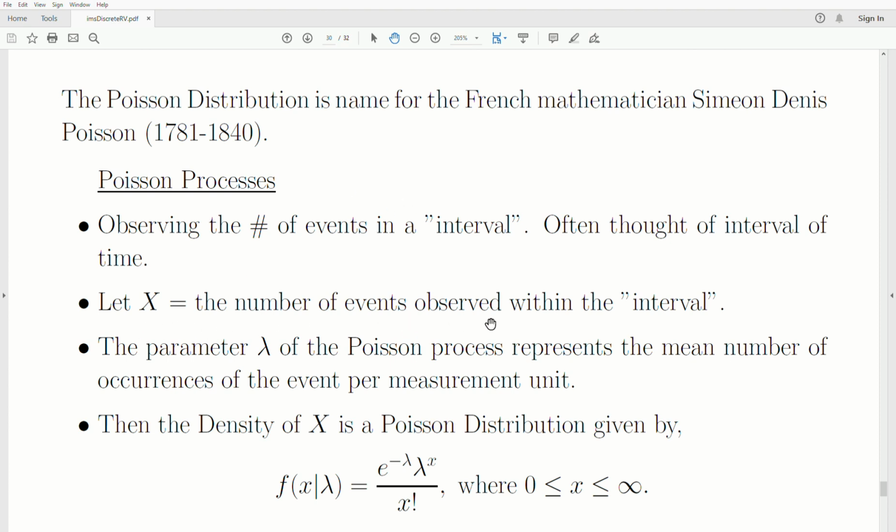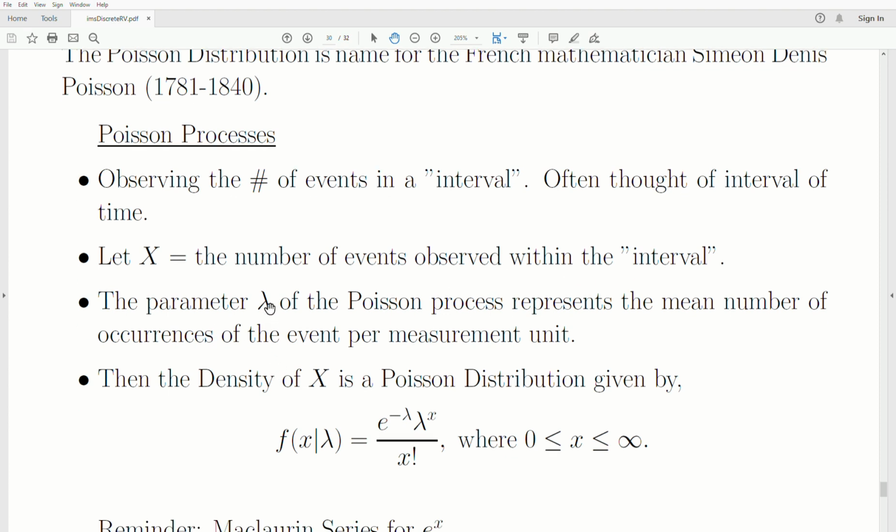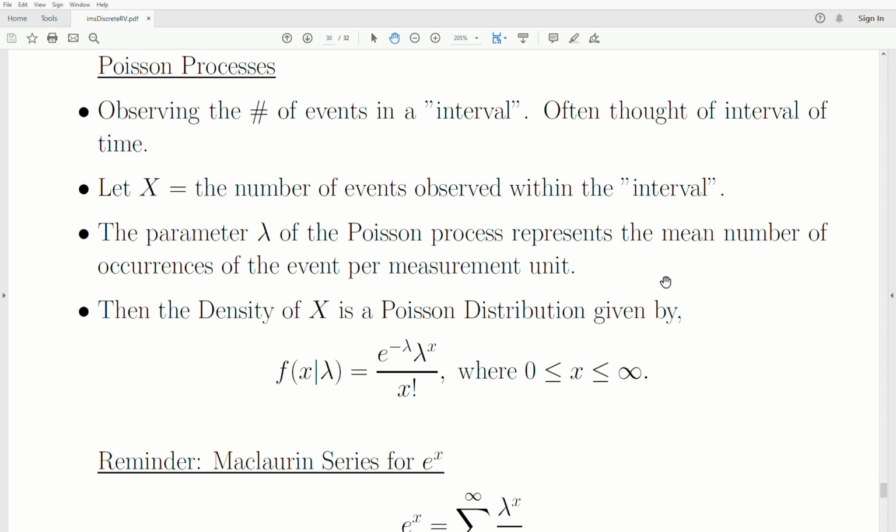Let X be the number of events observed within the interval. The parameter lambda of the Poisson process represents the number of occurrences of the event per measurement unit. And I'll give an example later to illustrate that.